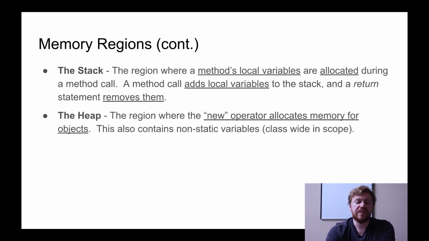There's a region called the stack, and this region is where a method's local variables are allocated during a method call. A method call basically adds these local variables onto the stack, and a return statement will remove them. We'll go into more detail about what's going on with the stack later. And then there's the heap. The heap is a region where that new operator that we use allocates memory for objects. The heap also contains non-static variables that are class-wide in scope.